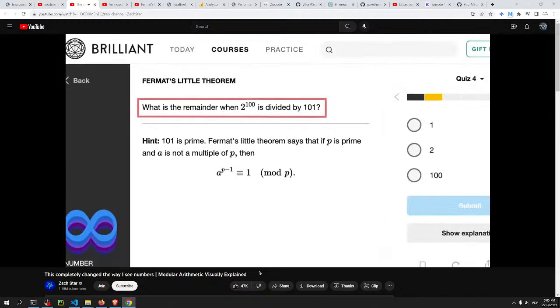So when asked something like what is the remainder when 2 to the 100 is divided by 101, it's actually really easy. Since 101 is prime, then anything that's not a multiple of 101 raised to the 100th, or that prime minus 1, will be in the same section as 1, and thus that will be the remainder.